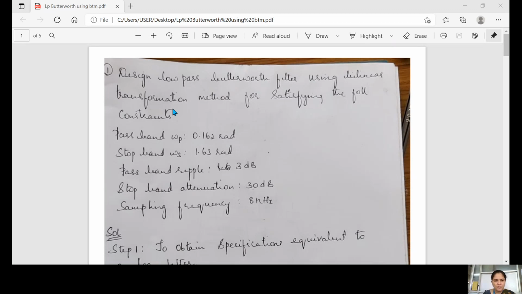They have given the specifications, that is, pass band ωp is equal to 0.162 radian, stop band ωs is equal to 1.63 radian, pass band ripple 3 dB, stop band attenuation 30 decibels, and sampling frequency 8 kilohertz. So these things they have given. You have to convert it into a digital filter, that is, you have to get H of Z using the bilinear transformation method. To do that we have certain steps to follow.